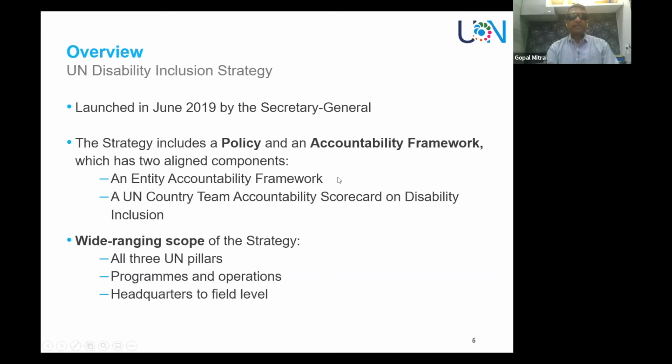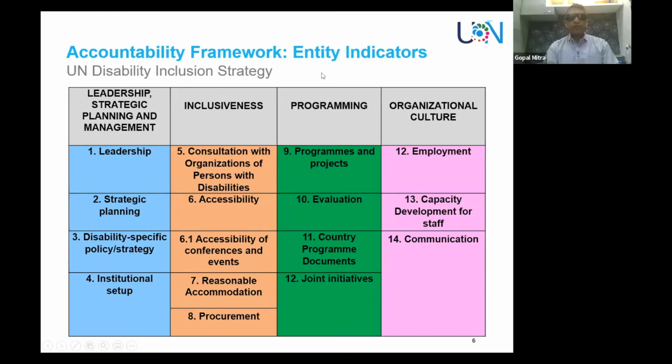The strategy will support the achievement of the SDGs for persons with disabilities, more than 1 billion people, as well as the implementation of the UN Convention on the Rights of Persons with Disabilities. Now, coming to the strategy proper: the entity accountability framework, which entities implement and report on, consists of 15 performance indicators clustered in 4 core areas. Given that entities are at different starting points in their journey to include persons with disabilities in all their work, the framework has been designed to factor in progressive realization and improvement in performance. So there are 15 indicators.